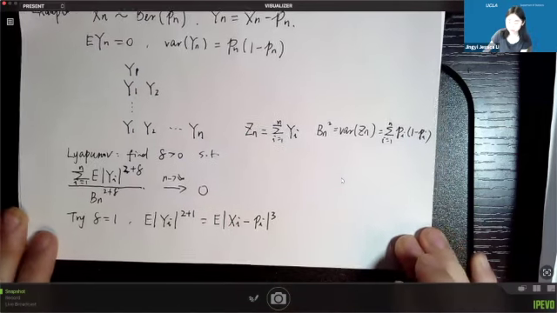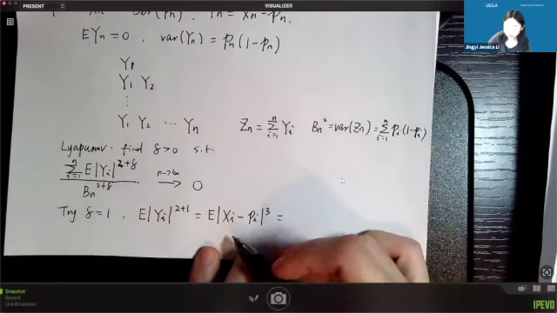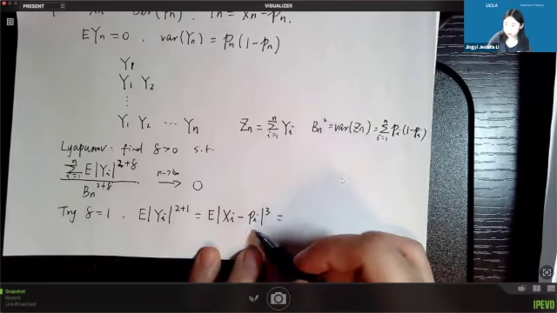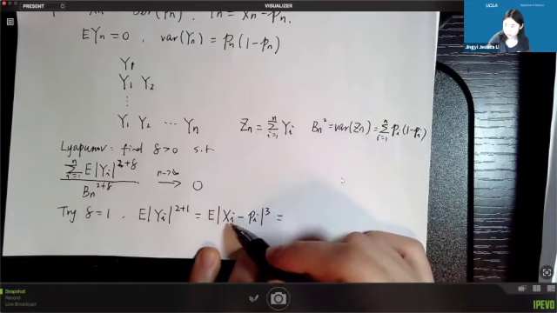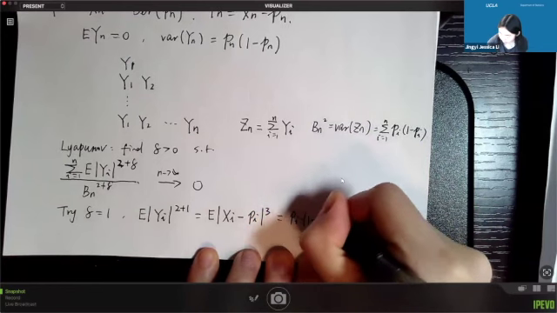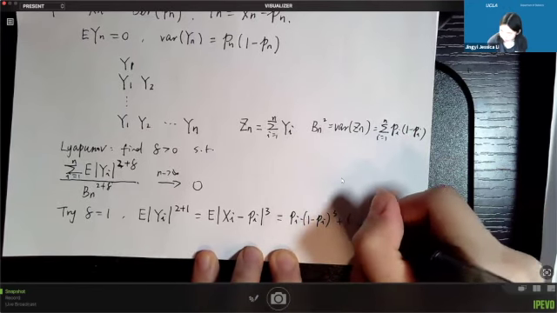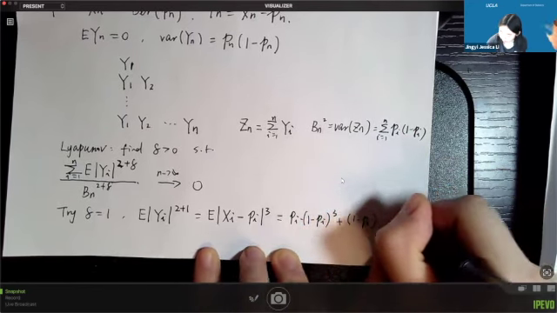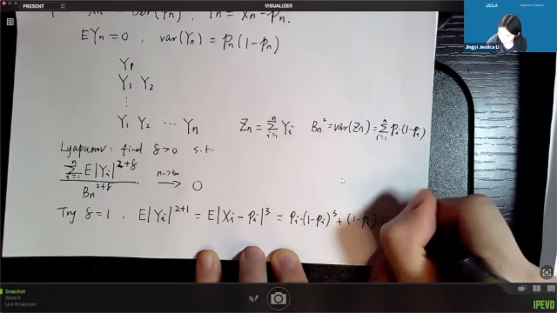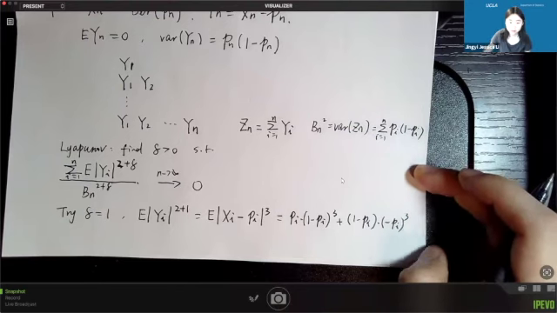If we write this out, we can easily see that either Xi takes value 1, and that would become 1 minus Pi to the power 3, and that happens with probability Pi. So it's equal to Pi times (1 minus Pi) cubed, plus the other case, Xi equals 0, which has probability 1 minus Pi, times negative Pi to the power 3. That's it.